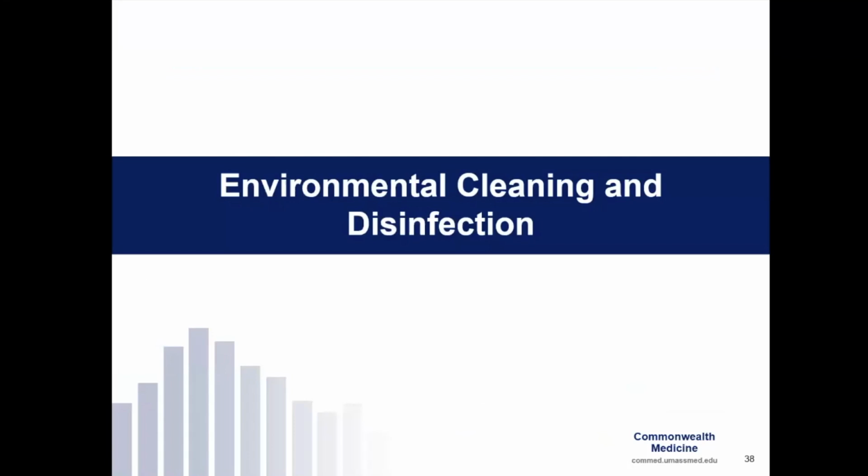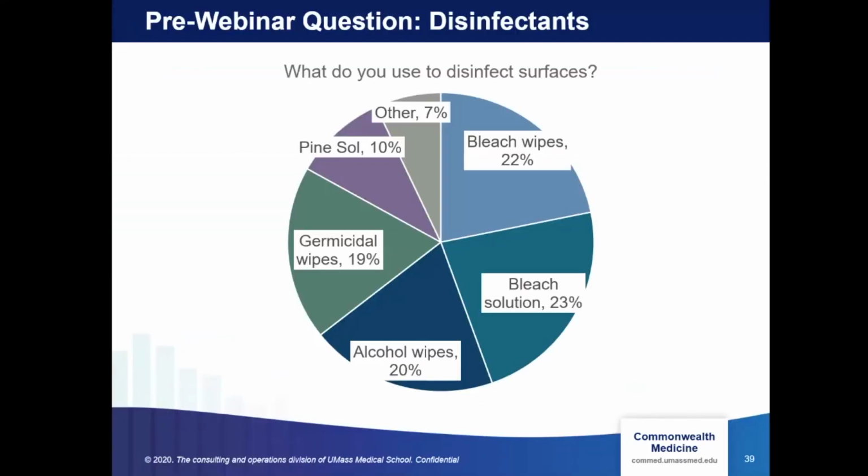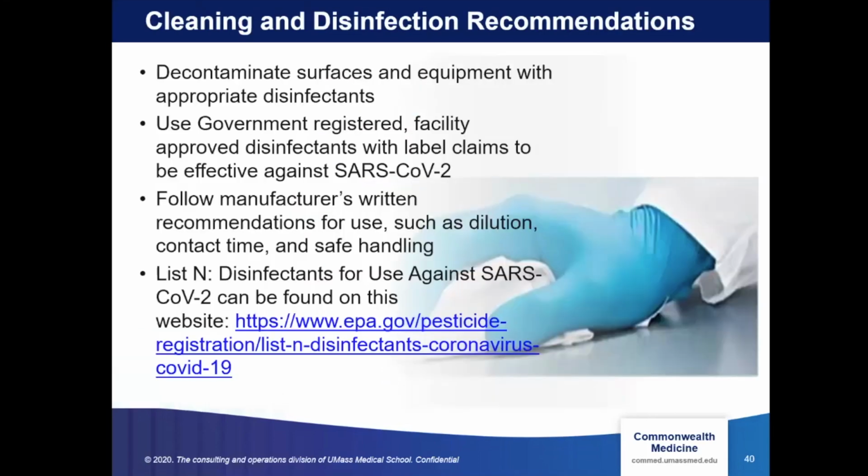Environmental cleaning and disinfection. We asked the question, what do you use to disinfect surfaces? And we were pleased to see that about 99% responded that they're using a disinfectant cleaner. And most of them are bleach, some are Lysol, and some are alcohol wipes or germicidal wipes. All of these will kill SARS-CoV virus. The way that you decontaminate surfaces is to first clean them. So we'll get into that in a moment.